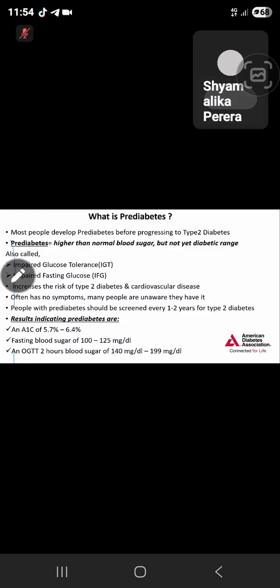The thing is, these pre-diabetes patients are most of the time without any symptoms. So people don't know they have pre-diabetes. And if you are diagnosed as pre-diabetes, you have to screen the person every 1 or 2 years, because he or she can end up with type 2 diabetes or other cardiovascular disease.